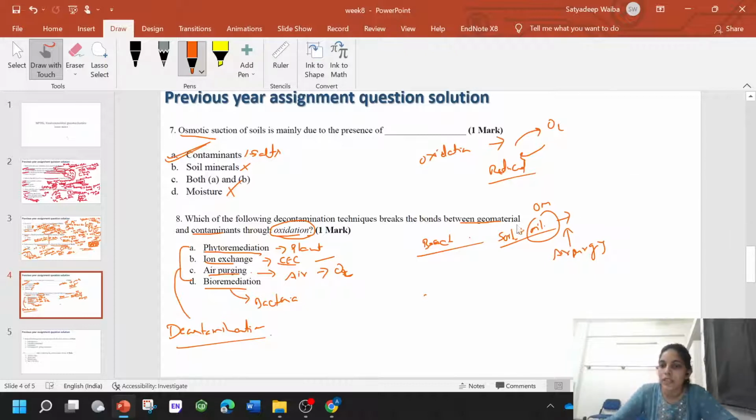Generally, if you put oil into a soil, into a sediment or a geomaterial, the oil will get absorbed or adsorbed on the outer surface of this geomaterial. Now, when you include air purging or you induce O2 to the system, this O2 oxidizes the oil. Okay, and the soil actually gets decontaminated. So the answer is air purging, where you induce O2 which oxidizes and removes or breaks the bond between the geomaterial and the contaminant. Okay.